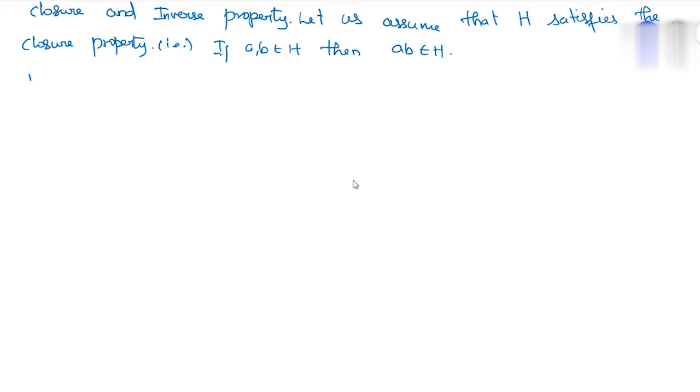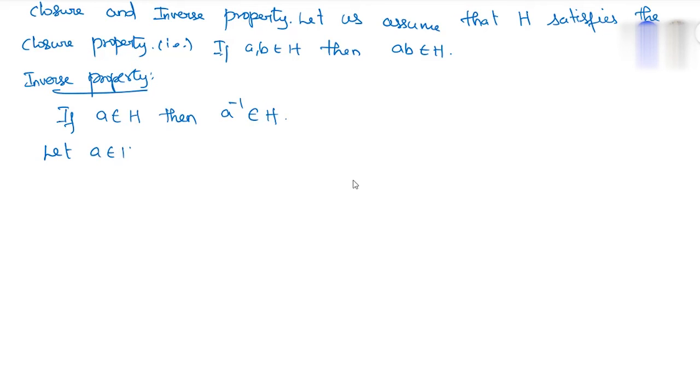What is the inverse property? The inverse property is nothing but: given any element a belongs to G, if a belongs to H, then a inverse belongs to H. This is what we need to prove. Now the only condition satisfied is closure. Therefore, we are going to prove that if a belongs to H, then a inverse belongs to H. Let a belong to H.